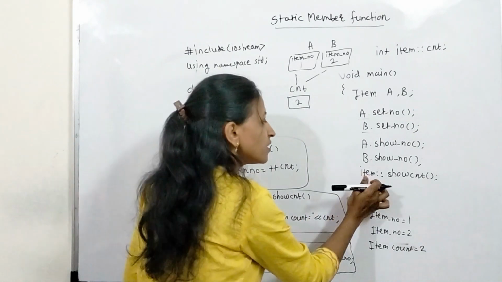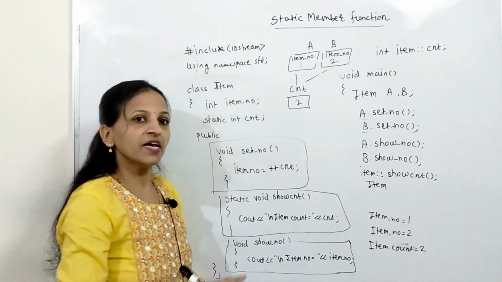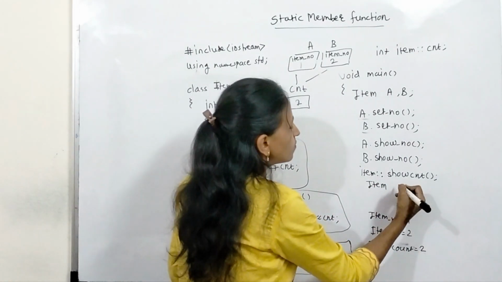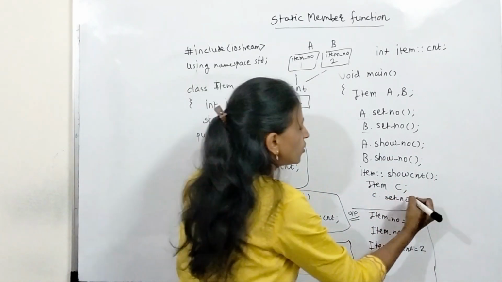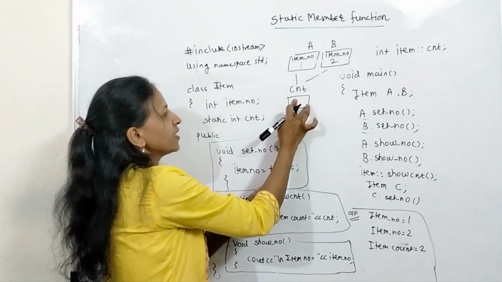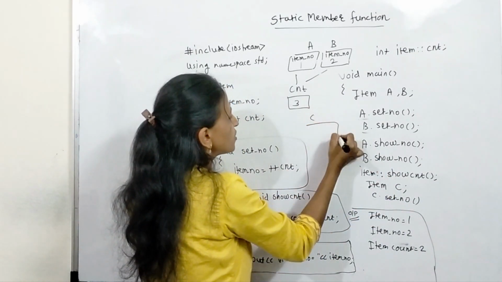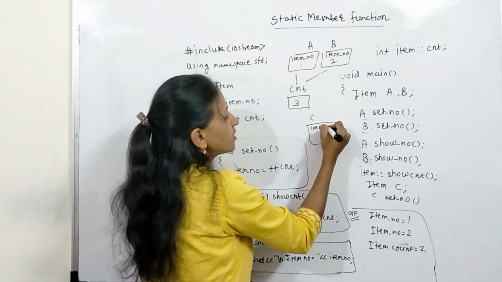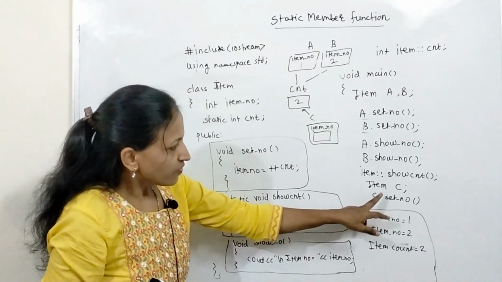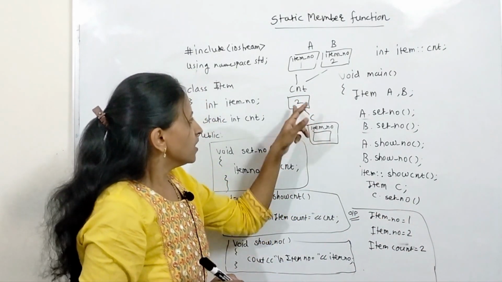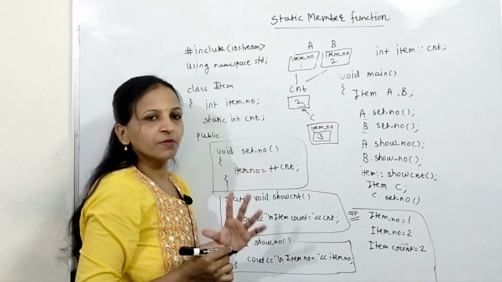Suppose I am creating one more item here. It is allowed in C++ where you can declare any variable at any place before using it. Now suppose I have created item C and I am calling C dot set number. Then what will happen? The counter's value will be incremented. Okay, before that, whenever we create this item C, a C object will be created in memory. It will have an item number internally, and that will again share this CNT. Now whenever we call C dot set number, this CNT will be incremented and that value will be set to the item number of that C.